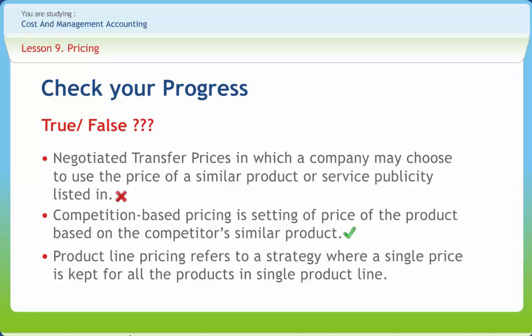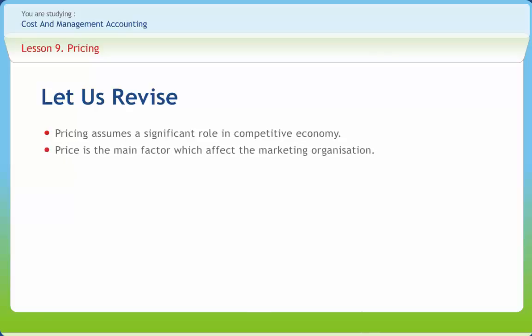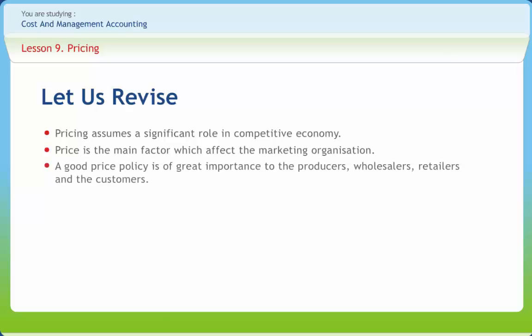Right or wrong? Right. Before we end, let us briefly revise what we have studied so far. This lesson focuses on pricing policy, pricing methods, and pricing of a new product. Pricing assumes a significant role in competitive economy. Price is the main factor which affects the marketing organization. A good price policy is of great importance to the producers, wholesalers, retailers, and the customers.